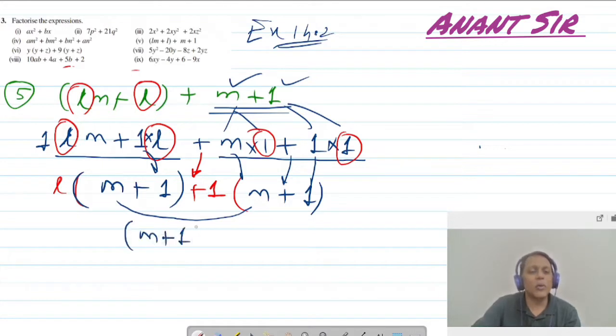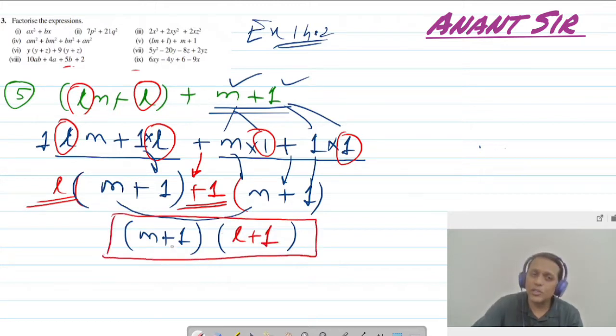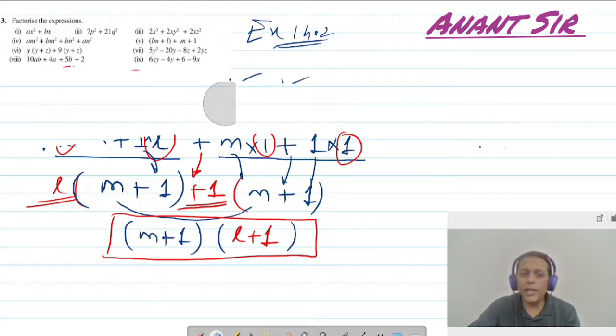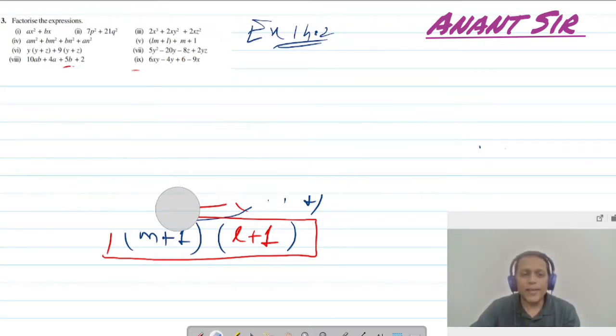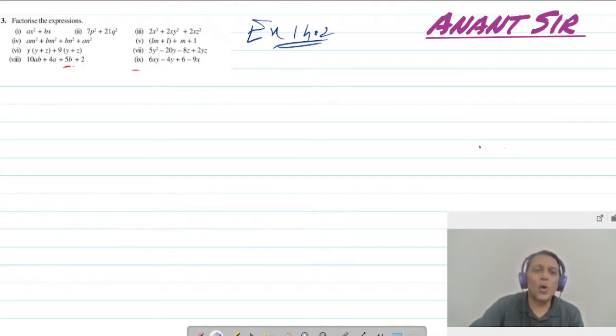So I am going to write this bracket, and in the next bracket what will I write? I will write the terms which were outside the bracket, that is l plus 1. So this is our final answer, friends. Okay, I am sure you must have understood the question very easily. So let's move on to solve the next question.